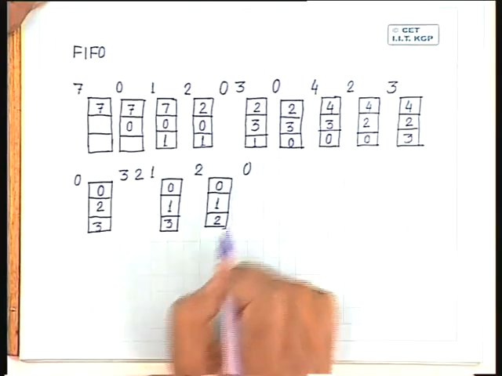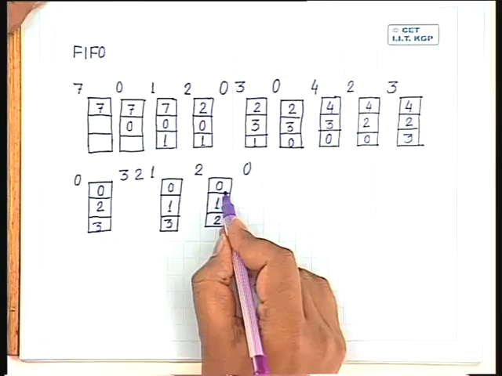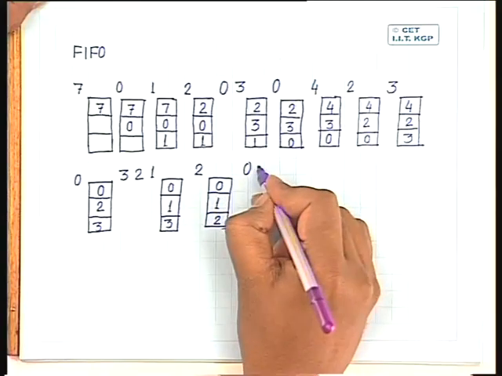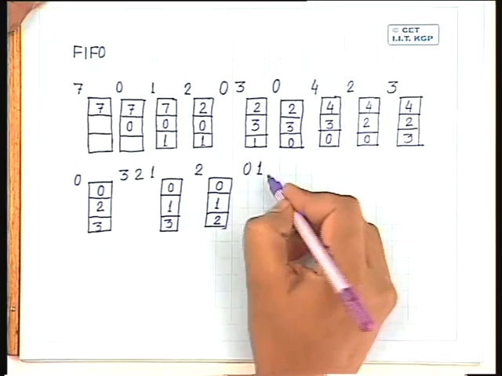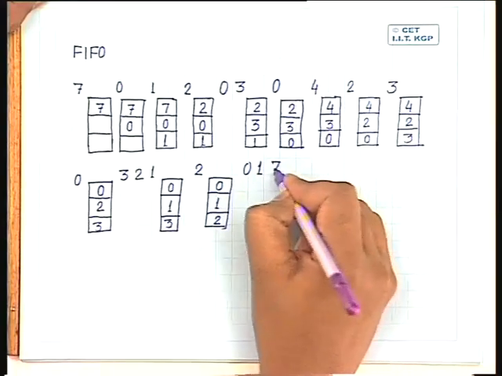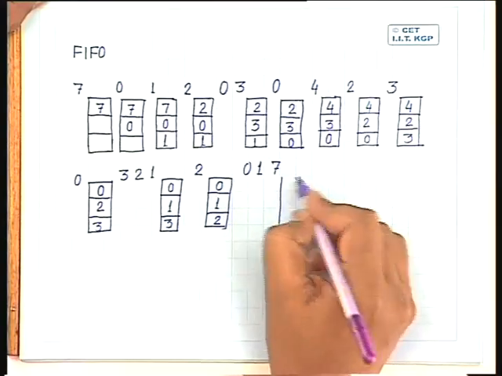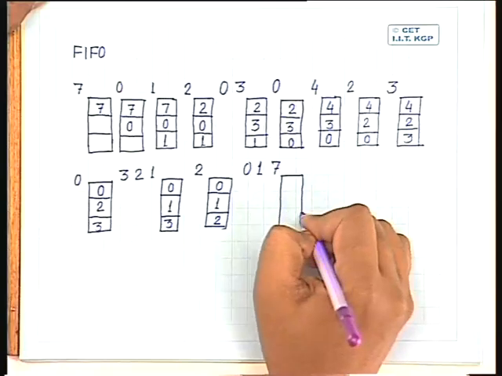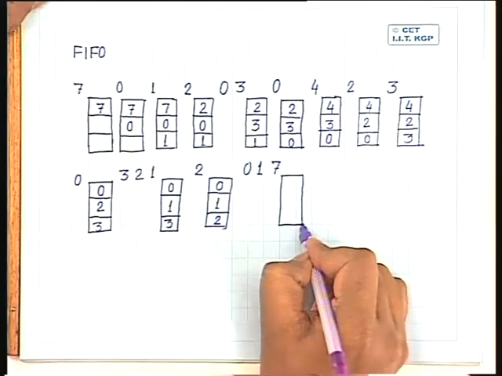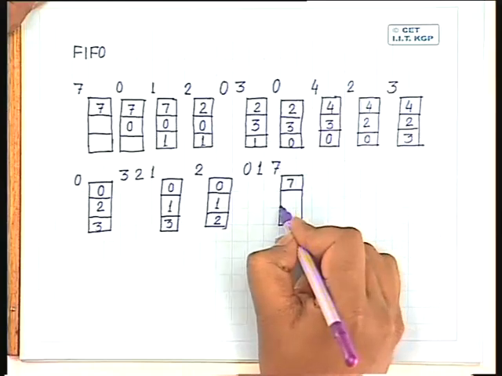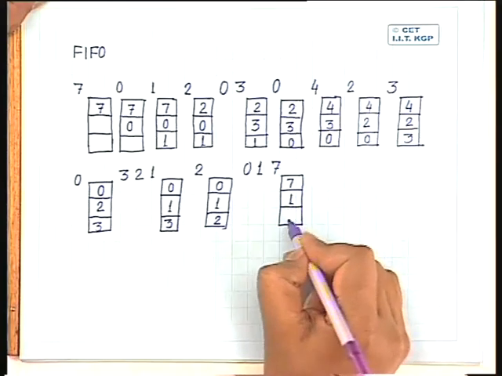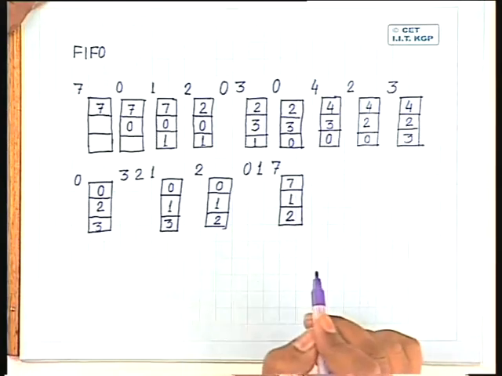Yeah. Page number 0 is there in the main memory, so there is no page fault. Next time again page number 1 is referred, which is again there in the main memory, so there is no page fault. Then page number 7 is referred. I have one more page fault, and this time which page do I have to replace? It is page number 0. Page number 0 is replaced by page number 7, so other pages remain in the main memory.